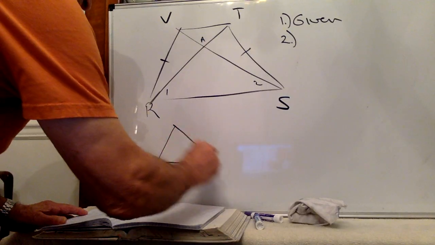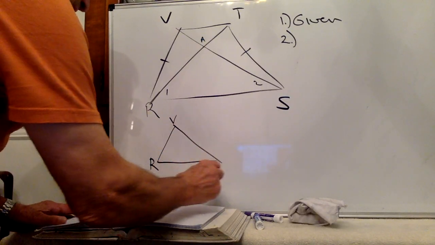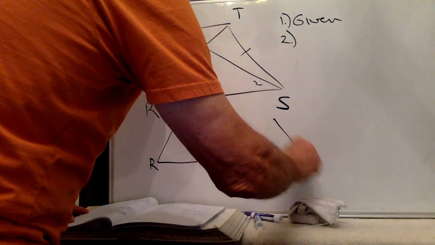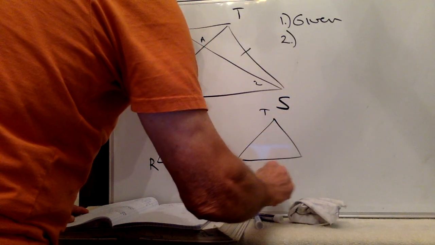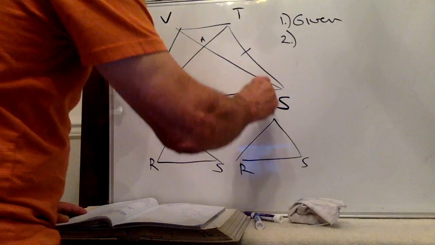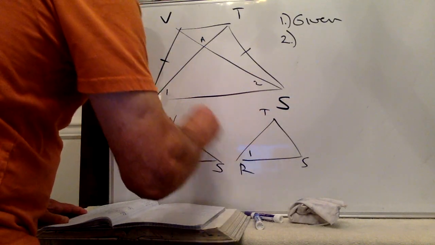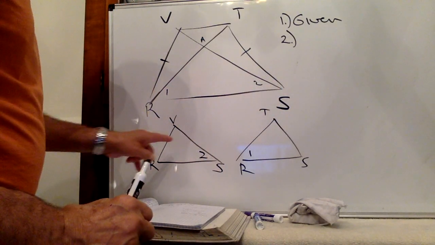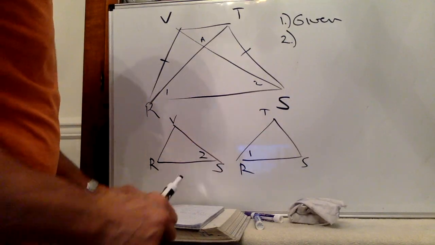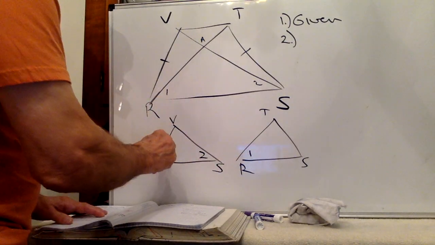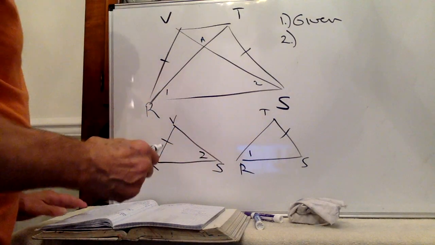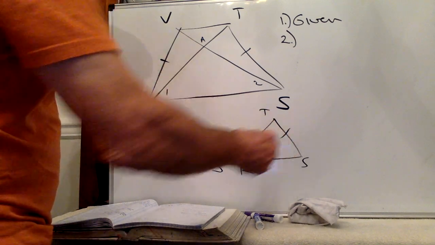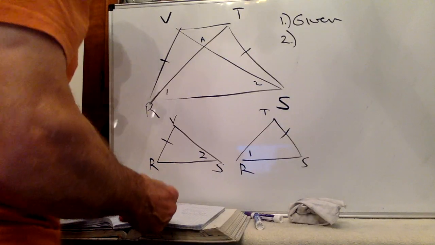VRS, and they don't have to be accurate. It's just a visual aid. And then this triangle, TSR. Angle 2, this is angle 1. Angle 2 was this angle. So if I could prove these two triangles congruent, that would give me angle 1 and angle 2. And what I've got so far is that I know that you were told that these were the congruent sides, TS and VR.